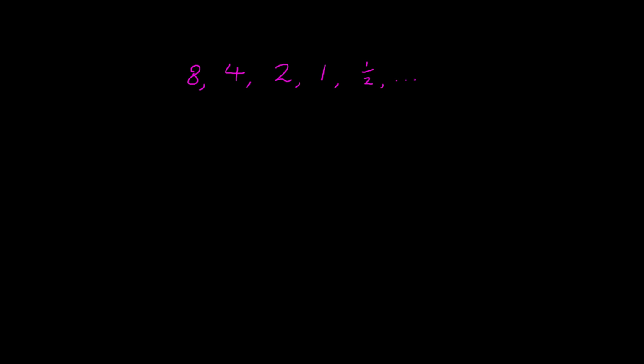Here we have the sequence 8, 4, 2, 1, half, etc. And we can easily see that each term is half the term before. And you'll notice that I've written that as multiplying by a half rather than dividing by 2, because we always need to define a geometric sequence in terms of its common ratio, or the number that is multiplied by the previous term to get the next term.